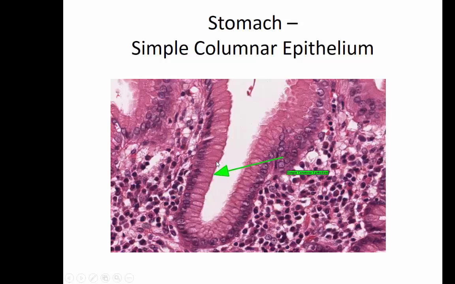So simple columnar epithelium, simple meaning we have one layer of column-shaped cells. So this is what we find throughout the digestive tract. Once we get out of the esophagus, we see simple columnar epithelium because we don't have abrasion going on anymore. We want absorption and secretion. There's a lot of activity, a lot of enzymatic activity.